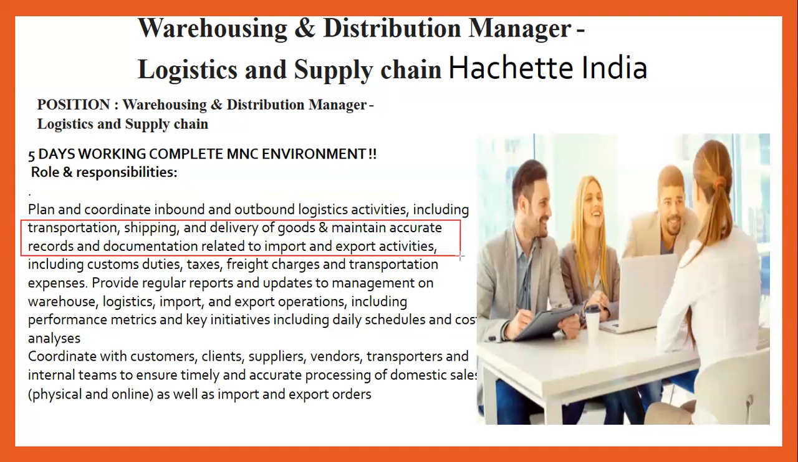So you need to understand that for the import and outbound logistic activity, you need to arrange transportation, shipping and delivery of the goods. And also you need to maintain accurate records of the documentation related to import export activity. When you export goods for 10 containers from your factory to another country, the documents related to those 10 containers need to be kept on record, such as the shipping bill, commercial invoice and other incentive documents related to import export. So this is the process we need to follow.